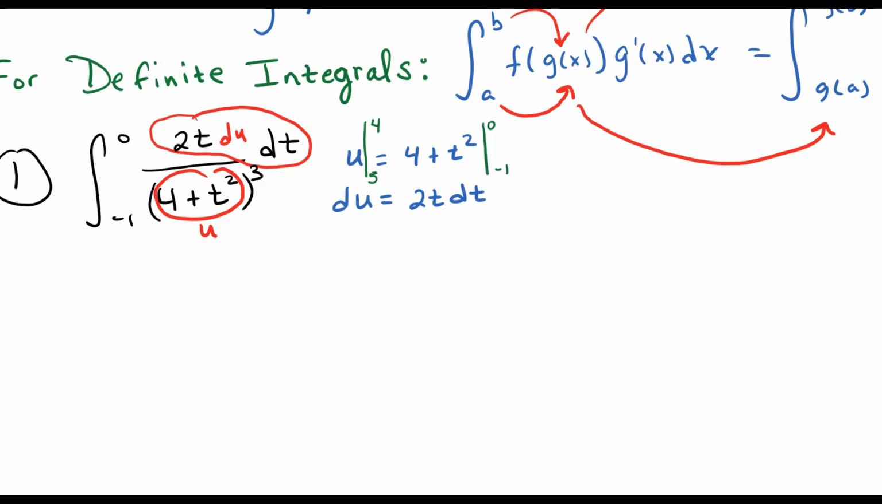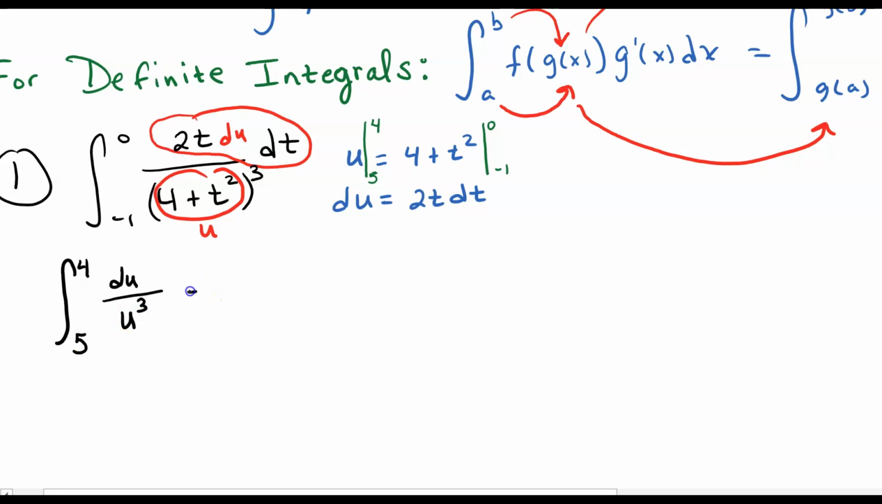Now that we've adjusted the limits of integration, this allows us to not have to back substitute whatever u was, because we simply evaluate with the new limits of integration, and it makes it really nice. Adjusting the limits of integration, we now have an integral from 5 to 4, with du on top and u cubed in the denominator.